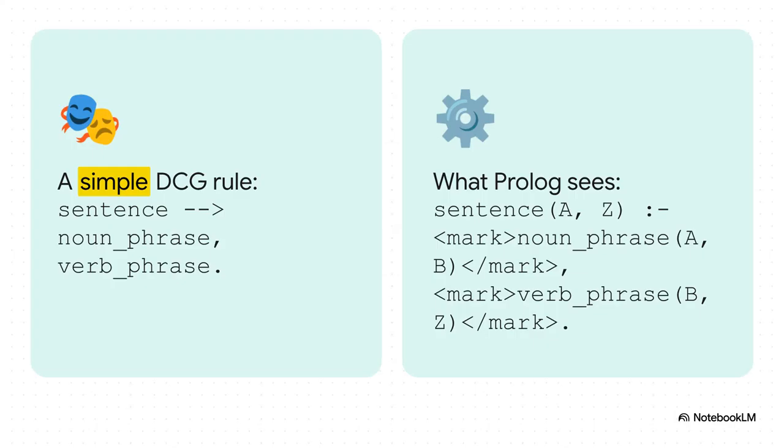Okay, let's pull back the curtain and see what's really going on. On the left, you've got this nice, clean DCG rule. Looks simple, right? But on the right, that's what Prolog is actually seeing. It translates your code into that. That little arrow, the --> thing, it's a super clever shortcut. It automatically injects 2 extra arguments into every single rule. And those arguments, they create this invisible chain that passes the list from one part of your grammar to the next. That, right there, is the secret sauce.